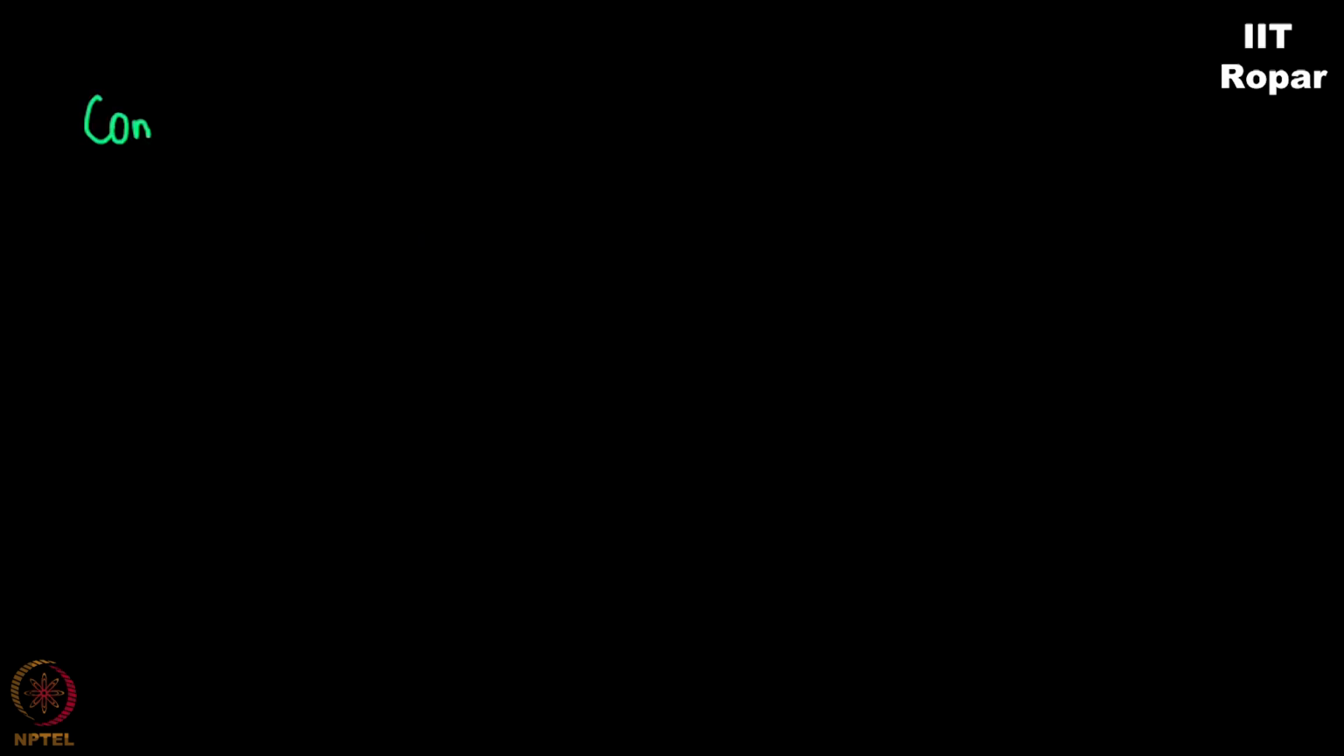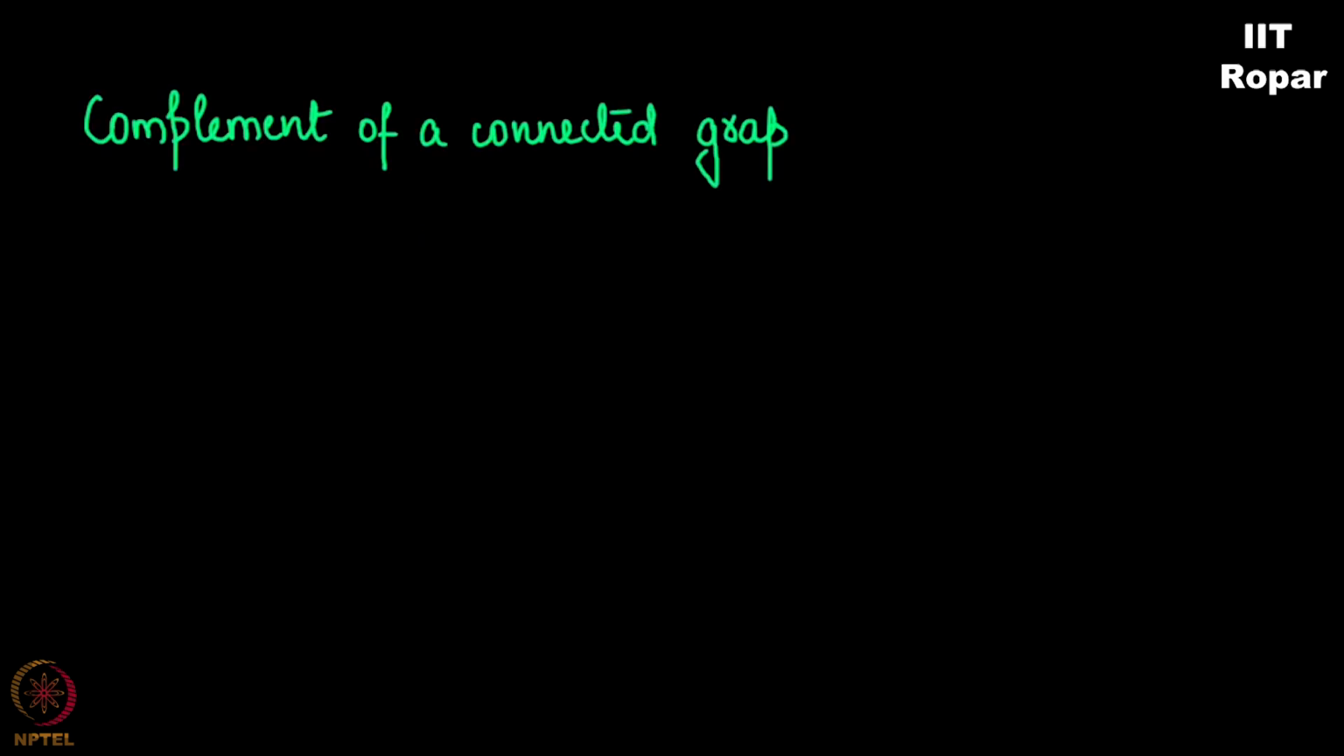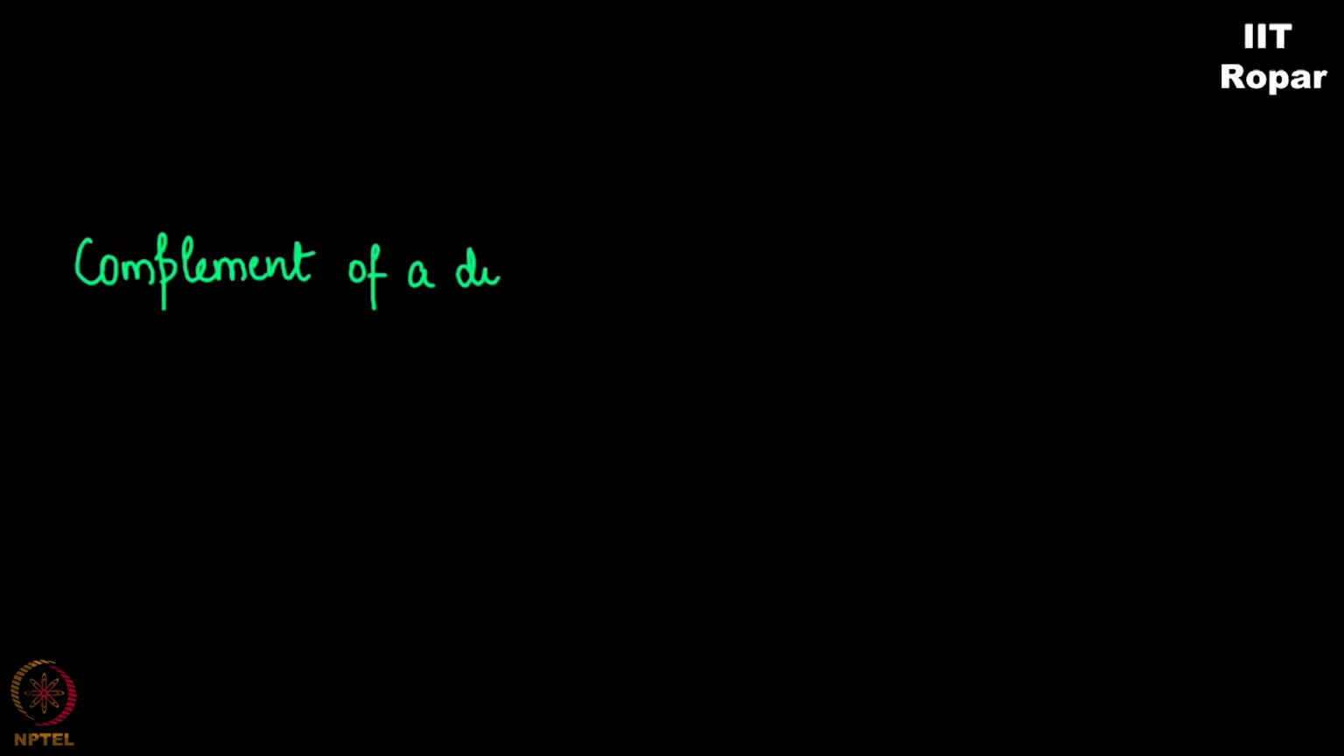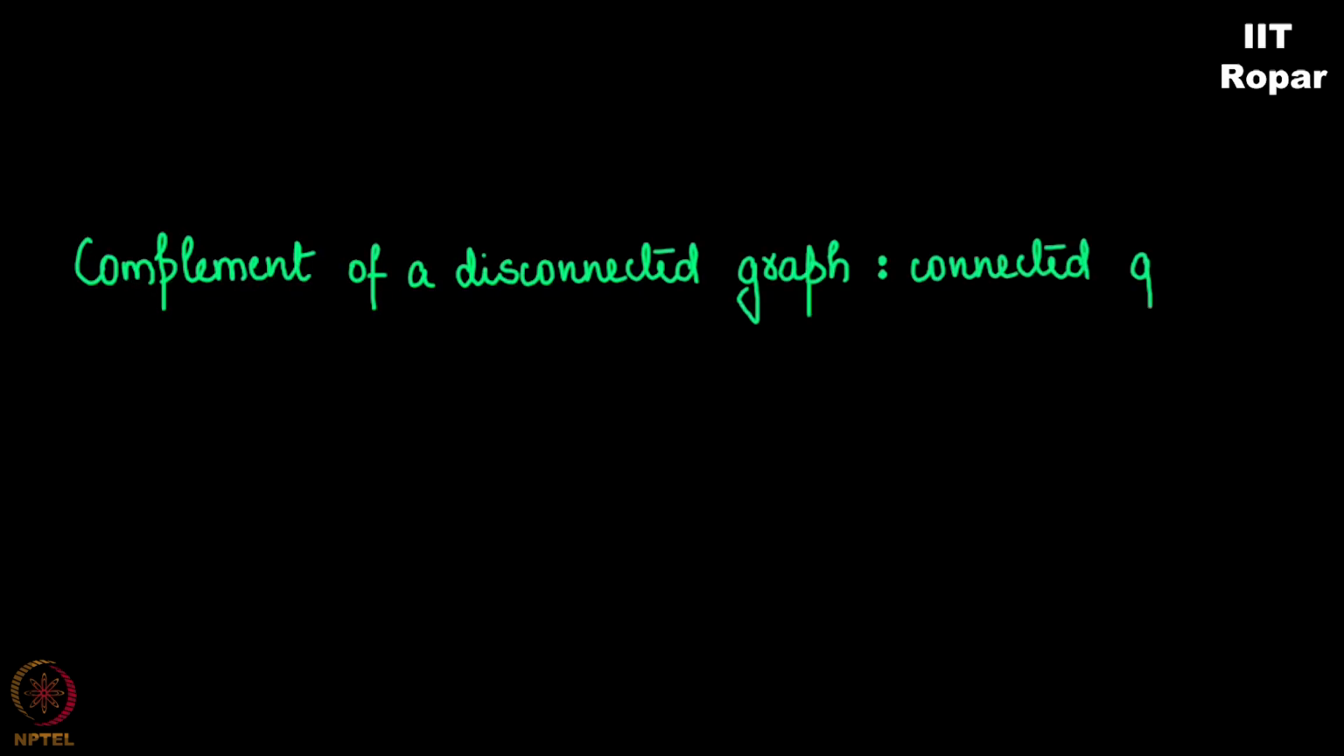Here is an example where the complement of a connected graph is actually a disconnected graph. But whenever you take a disconnected graph, its complement is always connected. And this is the result we are going to prove now.